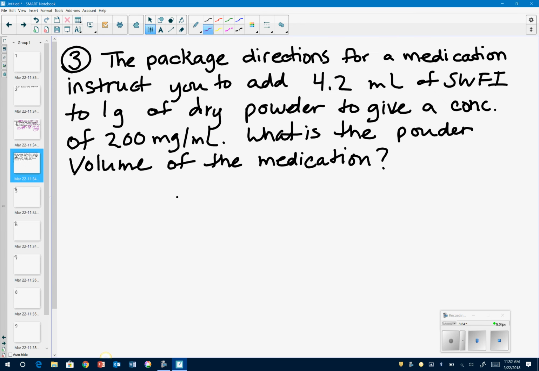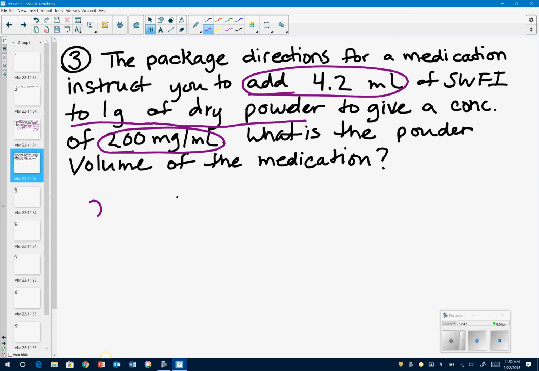Now we'll skip down to number 3. The package insert directions for a medication instruct you to add, we're going to save that for later, 4.2 milliliters of sterile water for injection to 1 gram of dry powder. So that's what we're wanting. The concentration, what we have in stock, is 200 milligrams per 1 milliliter. What is the powder volume?